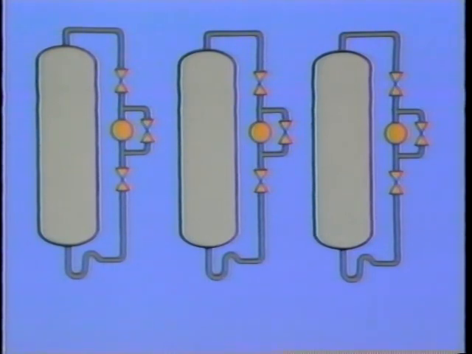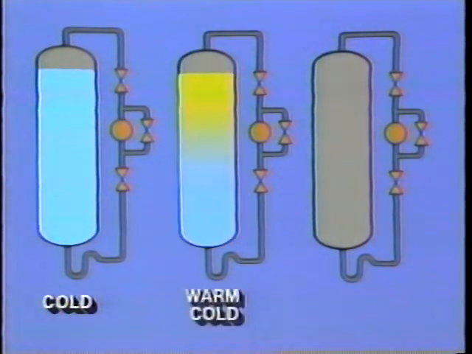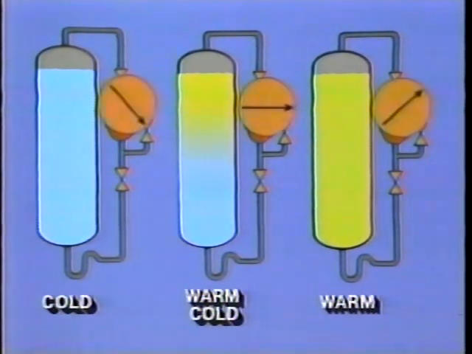Take 3 identical tanks. Fill the first tank with 100% fresh, cold liquid. Fill the second tank with a mixture of 50% cold liquid and 50% warm liquid. And fill the third tank with 100% warm liquid. All 3 tanks are filled to the same full trycock level. But notice that the liquid level readings are different.